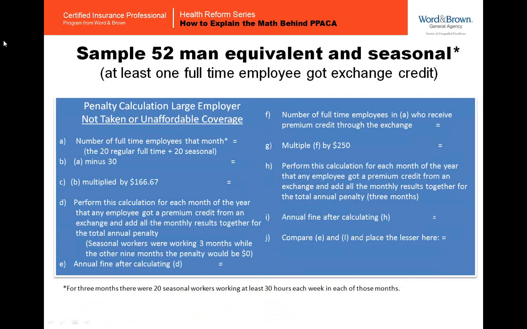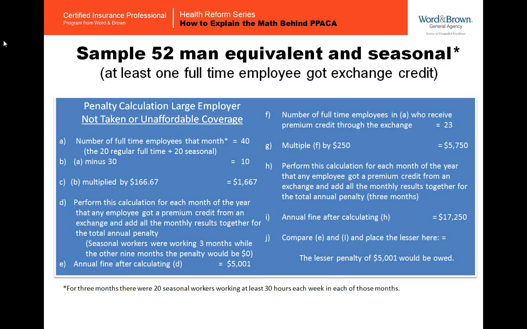But what happens if we throw in that seasonal stuff that we've been talking about? As you can see on the left-hand side, the example's been changed so that the number of full-time employees in a given month are his regular 20 people plus his 20 seasonal roofers or drywallers for that given month. Suddenly, on the left-hand side, he now has 40 full-time employees for each of the 3 months during the summer. He gets to subtract the 30 just as he always does, ends up with 10, and has to pay $2,000 a year, or 1/12 of $2,000 per month.